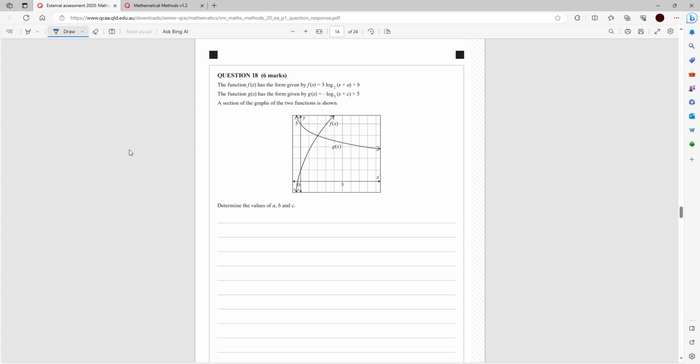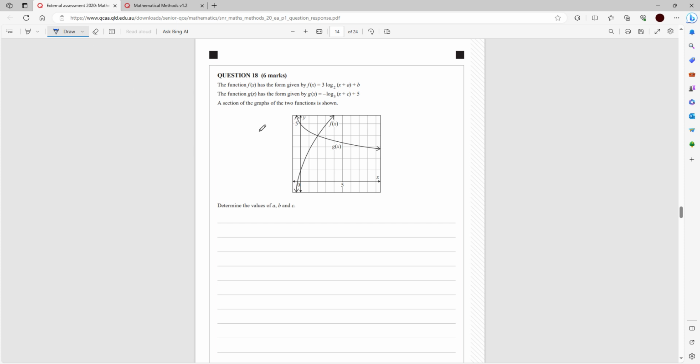The function f of x has the form f of x equals 3 log base 2 of (x plus a) plus b. The function g of x has the form g of x equals negative log base 3 of (x plus c) plus 5. The sections of the graph of the two functions are shown. Determine the values of a, b, and c.